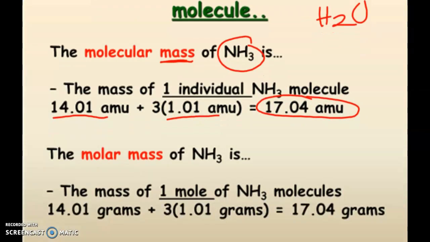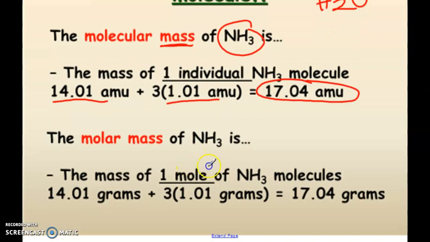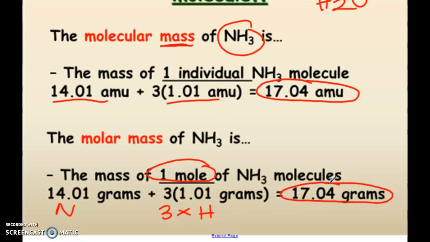Molar mass works the same way. If I want to know how much 1 mole of ammonia, NH3, is, I would take the mass of nitrogen and 3 times the mass of hydrogen to give me the total mass. So if I had ammonia and I wanted 1 mole of ammonia, I would have to weigh out 17.04 grams.